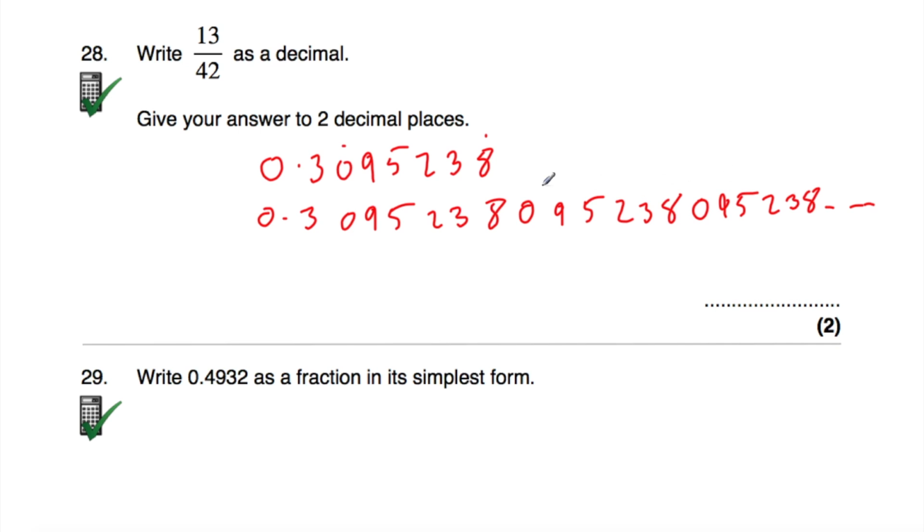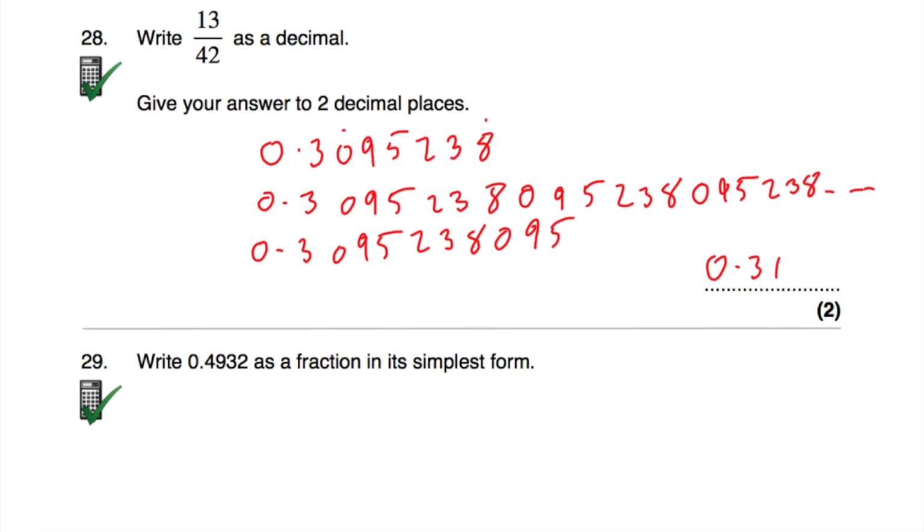So that's our answer. It may display like this: 0.3095238095, and just stop, and so on. So that's our answer. Now we need to give our answer to 2 decimal places. Well, we've got more than enough there. If we just have a look at one of these, you'd see that it's 0.3, and then we've got 0.9, so we're going to round up, so it'll be 0.31. So to 2 decimal places, it'll be 0.31, and that's it. Okay, next, question number 29.